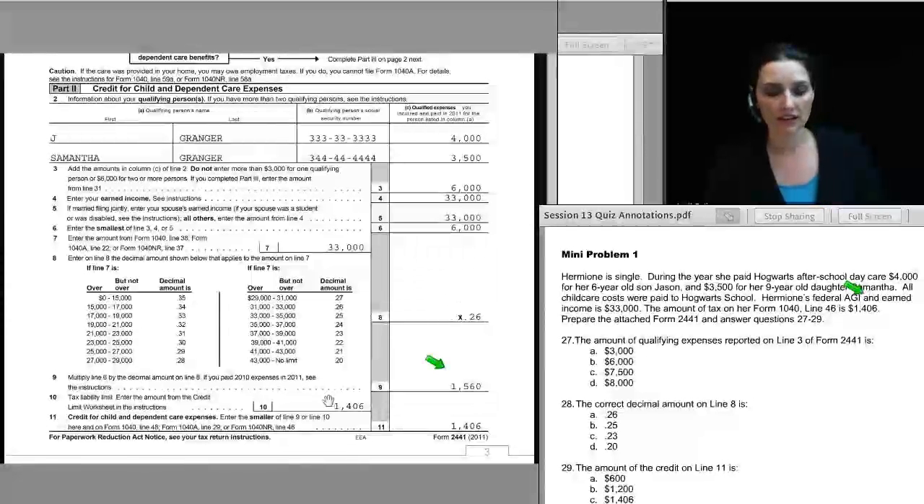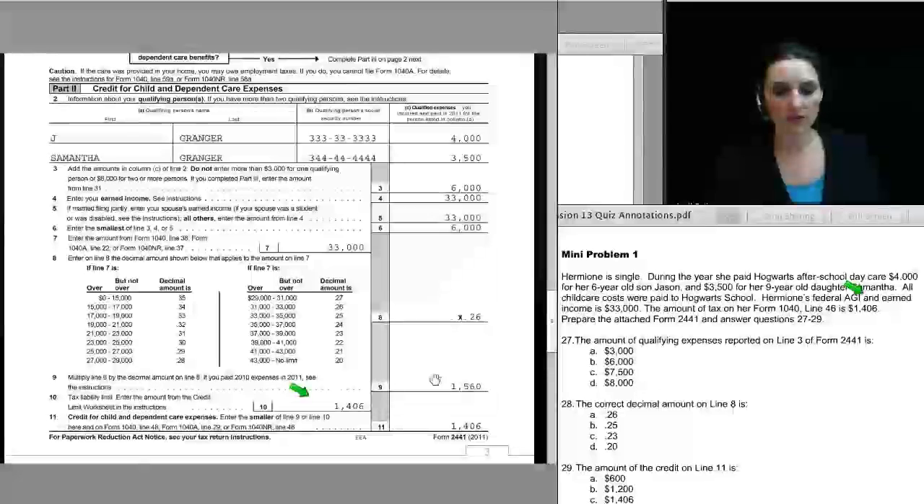So we enter the tax on line 10. We then go over to line 9 and enter 26%, or 0.26 times 6,000. We enter 1,560 on line 9. Her tax is less than the allowed credit, or the calculated credit, and so her credit is limited to her tax, and we enter $1,406 on line 11.